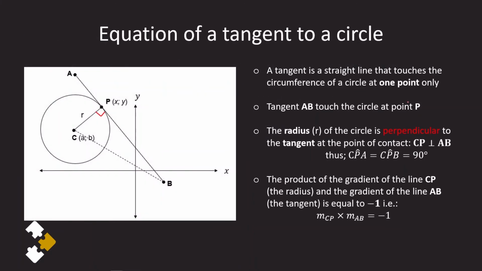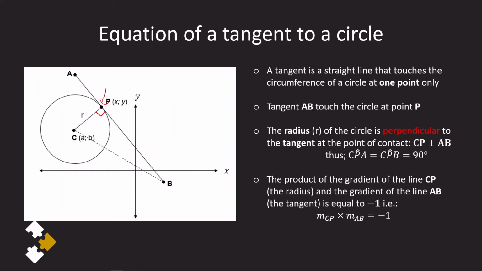Now let's look at an equation of a tangent to a circle. A tangent is a straight line that touches the circumference of a circle at one point only. Then they're saying tangent AB touches the circle at point P. So this is the tangent AB, and as you can see, it touches the circle only once at point P. It's a tangent because it touches the circle only once at point P.